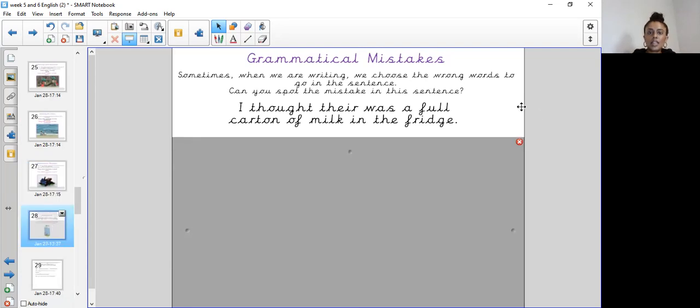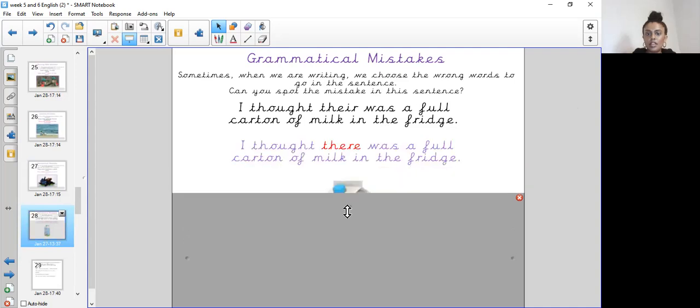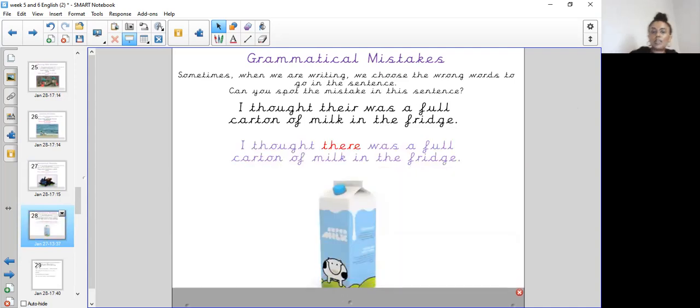And another grammatical mistake is when we choose the wrong words again to go into the sentence. Let's see if you can spot this mistake. I thought there was a full carton of milk in the fridge. So what looks like there's a problem here? Have a go, pause the screen, and when you press play, I will show you the answer. Okay, so you can see it's been corrected there and there. I thought there was a full carton of milk in the fridge. It's not actually personal, therefore it wouldn't be an EIR there, it would be an ERE there.